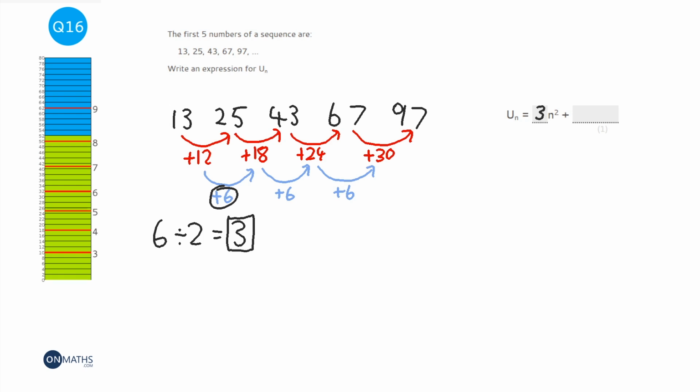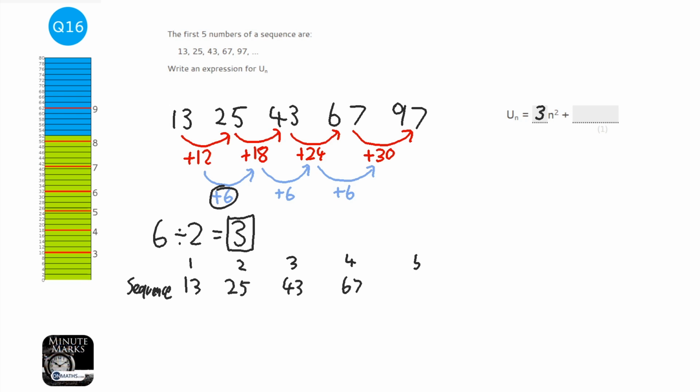Now, the problem is we don't know what else we need. What we need to do is write out the sequence 3n squared. So let's number the terms. We've got the first term, second term, third term, fourth term, and fifth term. And so we've got our sequence, which is, I'm just going to copy this out again, 13, 25, 43, 67, and 97. And we're going to write out the 3n squared, which we've just discovered.